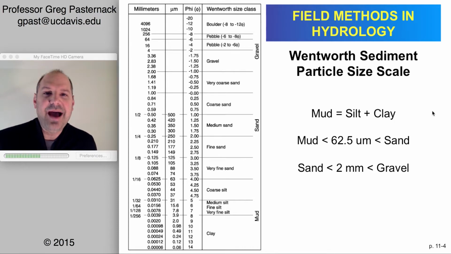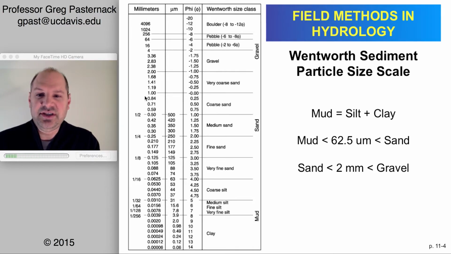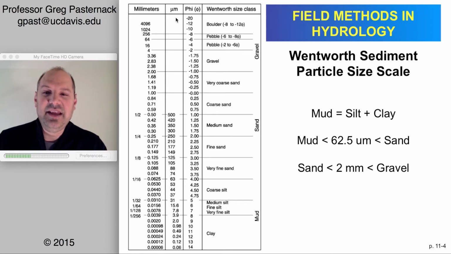The most predominant way of characterizing particle sediment size is using this Wentworth size scale. If you look at the far left of this table, it gives size in millimeters starting from the largest down to the smallest. And then it also gives it in micrometers, 1 times 10 to the negative sixth meters, because sizes start to get really small.